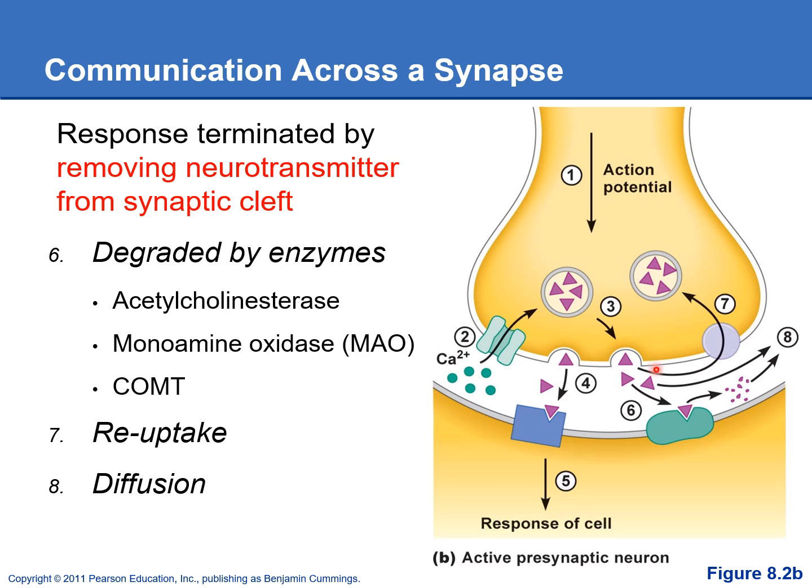The neurotransmitter will be pumped back into the axon terminal and then can be either broken down in the axon terminal or be reused. And then the third way to get rid of the neurotransmitter is that some of it will diffuse out of the synaptic cleft and then get taken away by the bloodstream.